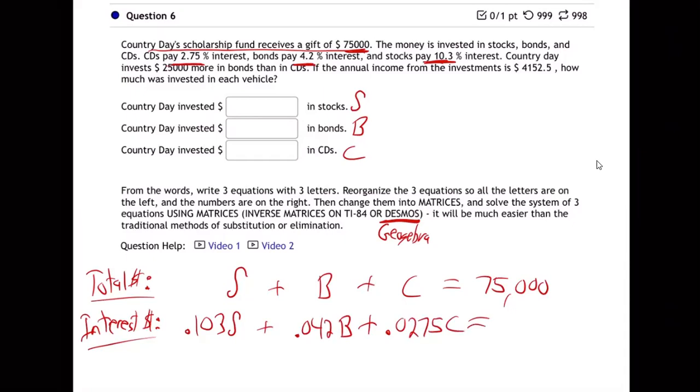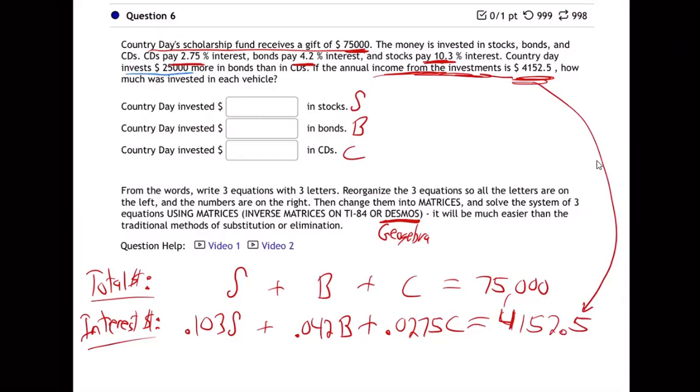equals, what's the total money? Right there, there's the interest, right? Annual income from the investments, the interest income, 4152.5, right there. Okay, now we need a third equation. Got to have it. Three letters, you got to have three equations. What's our third equation? Well, it's this funny little sentence right here.